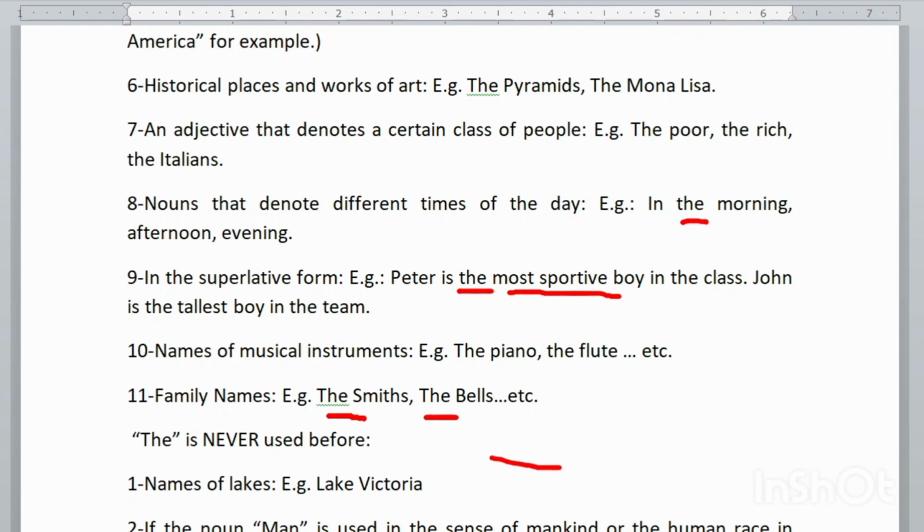Now next is where the is never used before. This is very interesting. The is never used before, we saw that. So what kind of thing is the never used before? Now, for example, we have names of lakes. For example, Lake Victoria. We cannot use the before Lake Victoria. We have already discussed this one, I think.